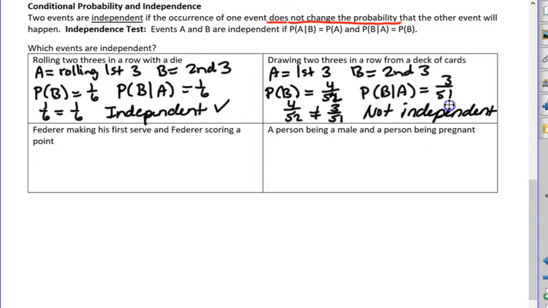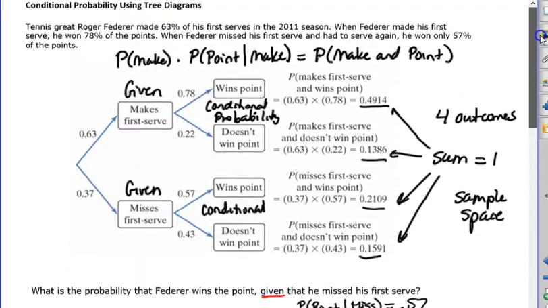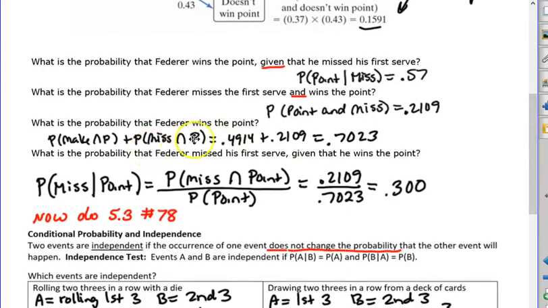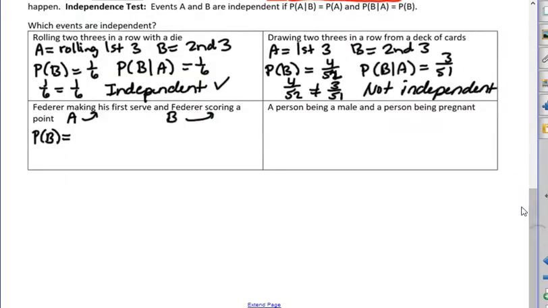Okay, let's look at the example we did in the previous video with Federer making serves and scoring points. Let's say that A is making his first serve, and B is scoring a point. Let's look at the probability of B overall. What's the probability that he scores a point? Remember, we had to add these two together. The probability that he wins a point is the sum of these two. We have this written down here. The probability that he wins the point is 0.7023.